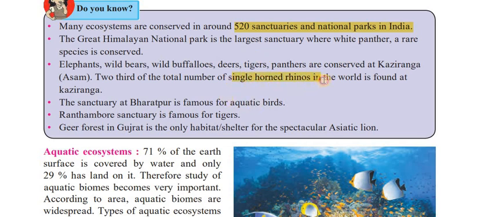Single horn rhino is found at Kaziranga National Park. The sanctuary of Bharatpur is famous for aquatic birds. Ranthambore sanctuary is famous for tiger. And last one, Gir forest in Gujarat is famous for Asiatic lion.